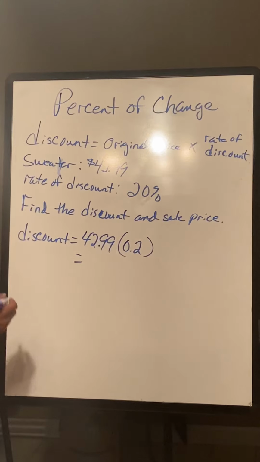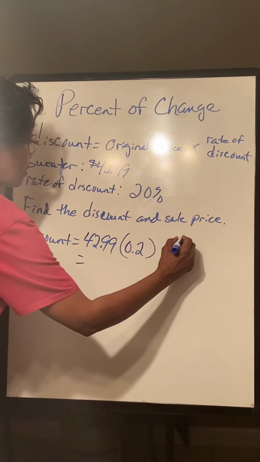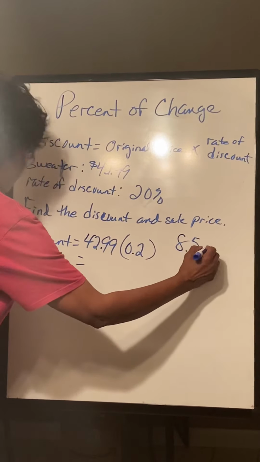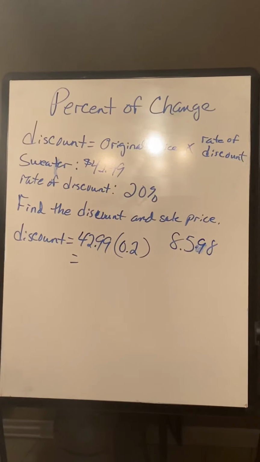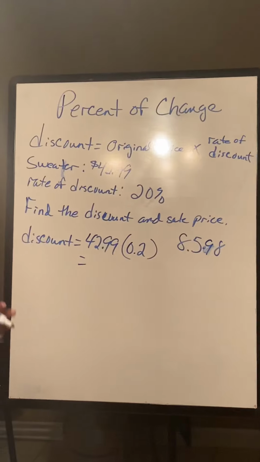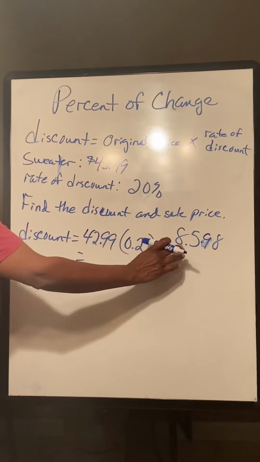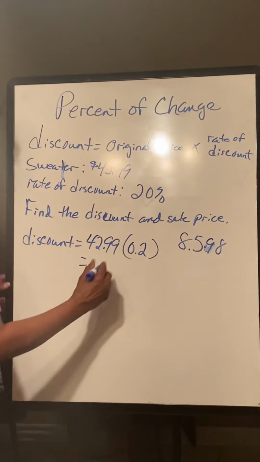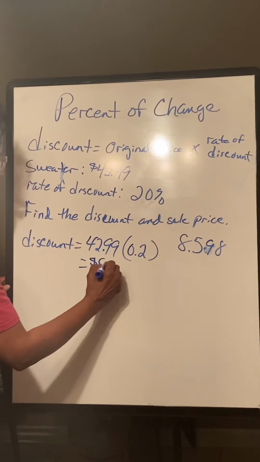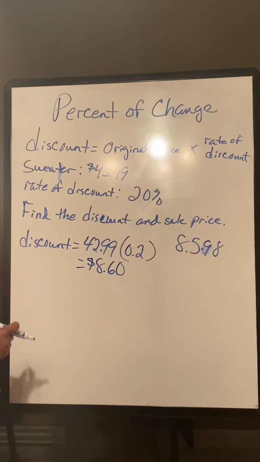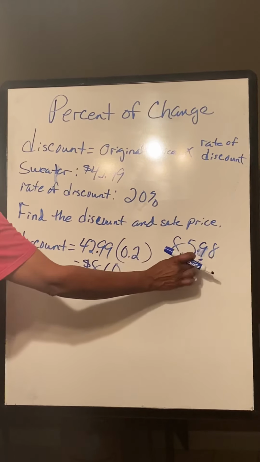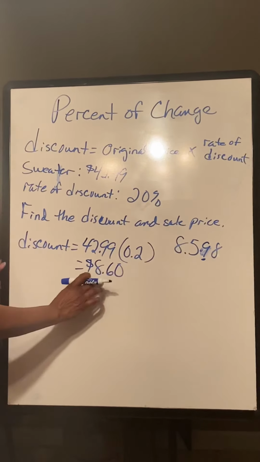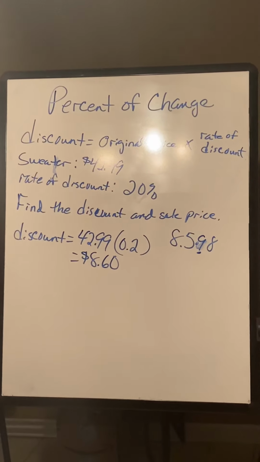So on my calculator, this is what I see, 8.598, okay? Now, cents is given in hundreds, so this would be $8.60. We're dealing with money now. Because this is in hundreds place, that 8 is enough for me to add 1 to that. So that's $8.60 for my discount.